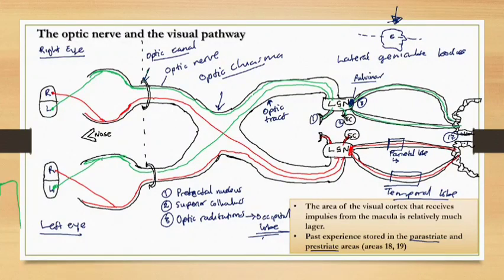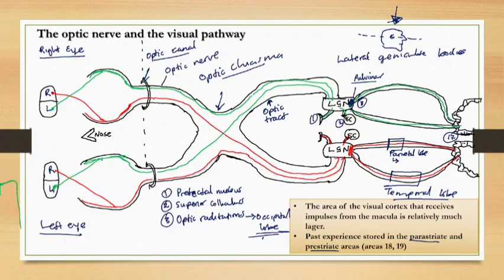The other thing that you need to know is that the area of the visual cortex that receives impulses from the macula is relatively much larger compared to the rest of the retina. I'm sure I have a video on the structure of the eyeball, and I talked about the macula, the fovea centralis, so just check out that video. Okay, so to sum it up, this is basically the visual pathway.